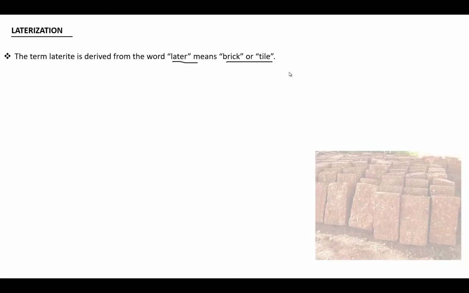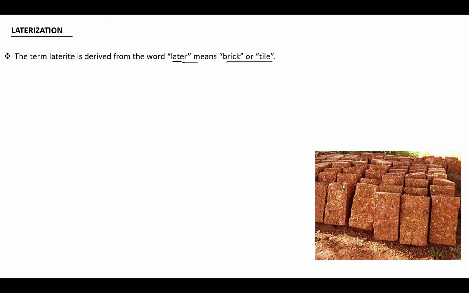Another important specific pedogenic process is laterization. So what is laterization? Quite interesting, we'll see. Laterite is derived from a word, later, which means a brick or a tile. Why? Because once these soils are exposed to the atmosphere, they become very hard, and brick hardness will be there.